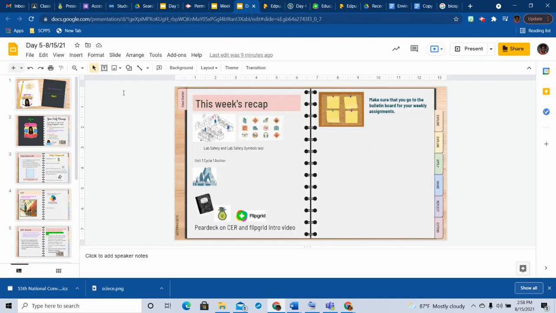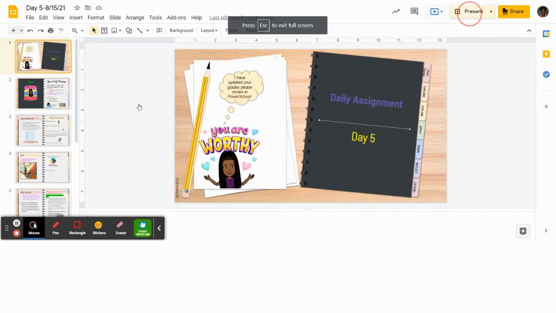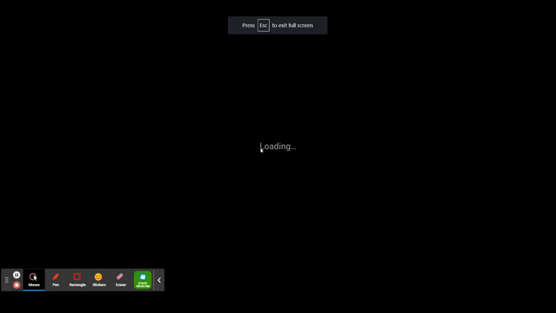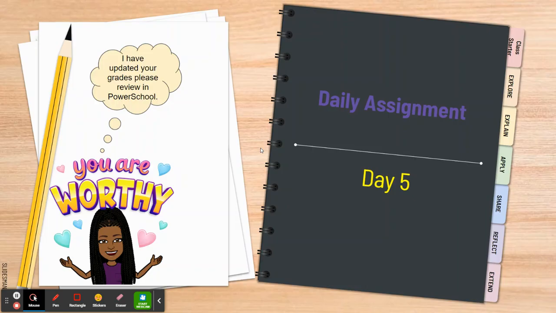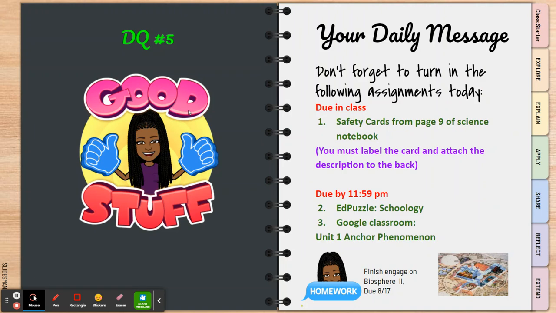So now I'm just going to get into our agenda really quickly. So here is the agenda. We have made it to day 5. I have updated your grades, so please review in PowerSchool and make sure that everything is what I've put in so far. Daily quiz 5 we will take today. Don't forget to turn in the safety cards, and then this is the list of the things that are due by 11:59. That's that Ed puzzle on Schoology, and then that Google Classroom Unit 1 Anchor Phenomenon. Again, if you don't get this finished in class, it'll be for homework tonight and it's due tomorrow.